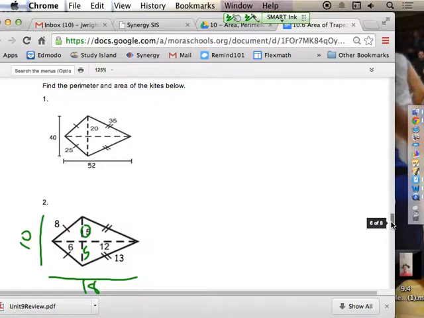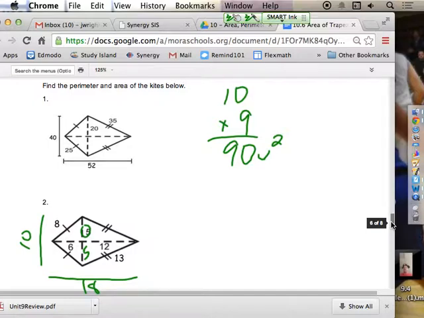Now I can do it. I'm going to take half of one of them right away. I'm going to take half of 18 and make that 9. Multiply it times the other diagonal of 10. Pretty easy math, 90 units squared. Okay, I had to find the diagonal first.